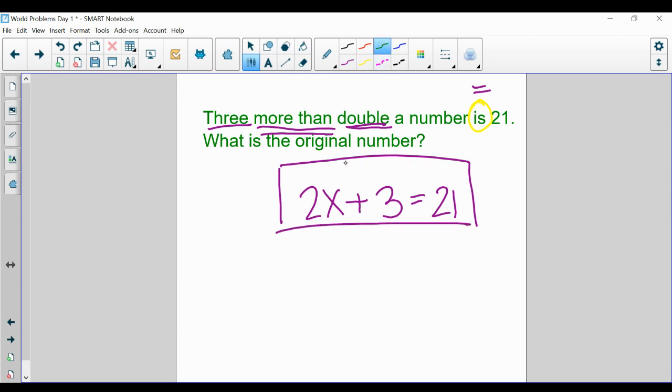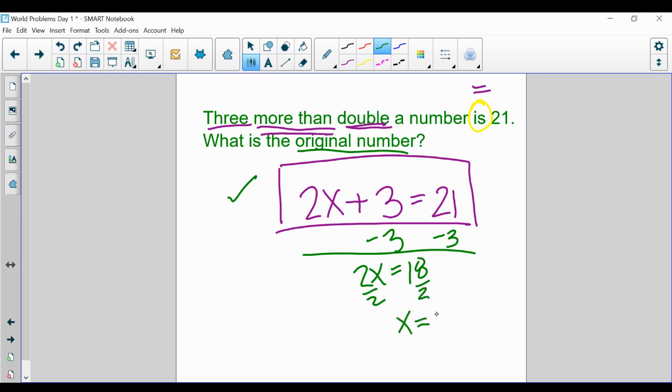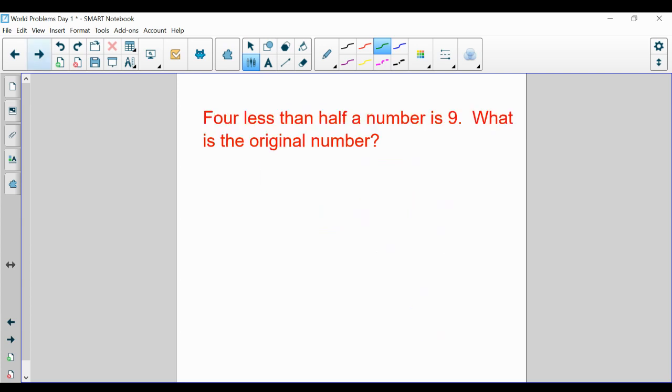And now we're going to solve it because it wants to know what's the original number. So I can subtract 3. And again, once you've written your equation here, once you've translated the words to the equation, you're back to what you know how to do. I divide by 2. And so my original number I know is x equals 9. All right, I want you to try this one on your own. Pause the video and then come back.